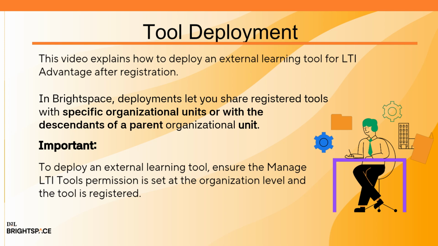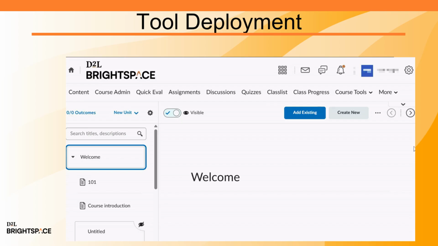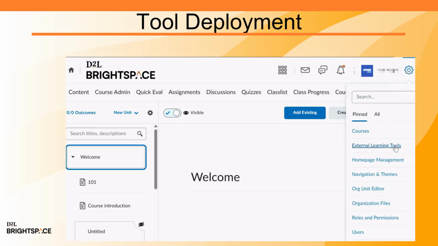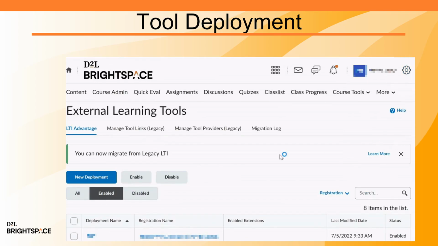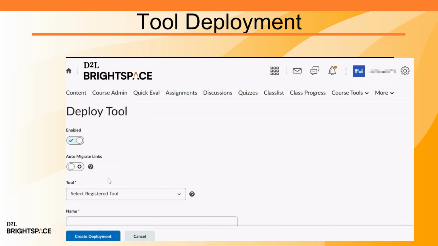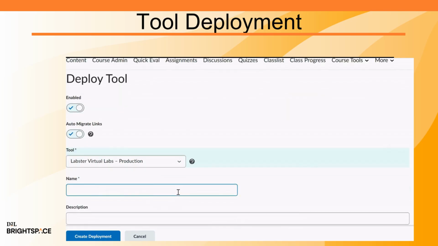Note that to deploy an external learning tool, you must ensure the Manage LTI Tools permission is set at the organization level. From the Admin Tools menu, select External Learning Tools. On the LTI Advantage tab, click New Deployment. Select the registration you want to deploy. Enter a name and description for the deployment.